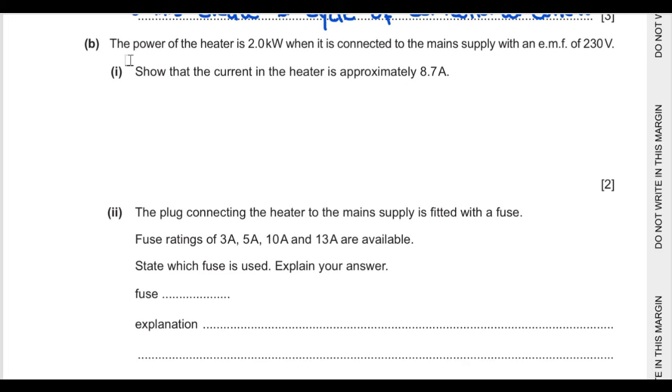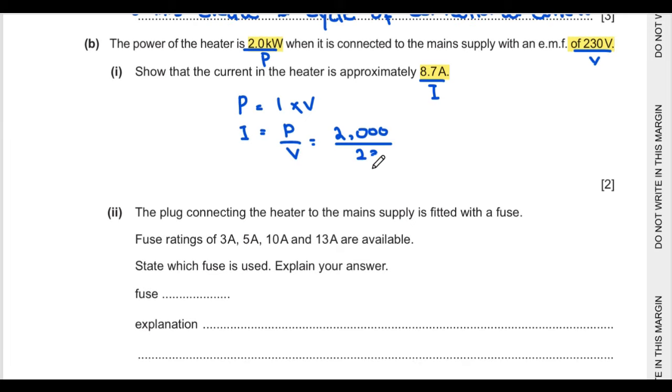B part says the power of the heater is 2 kilowatt when it is connected to main supply with EMF of 230 volts. Show that the current in the heater is 8.7 amps. You know, power, voltage and current are connected by the equation power is equal to current times voltage. If we want to get the current, I'll rearrange the equation and it would be power divided by voltage. Power is 2000 watts and the voltage is 230 volts. Dividing these two together, the current would be 8.7 amps.